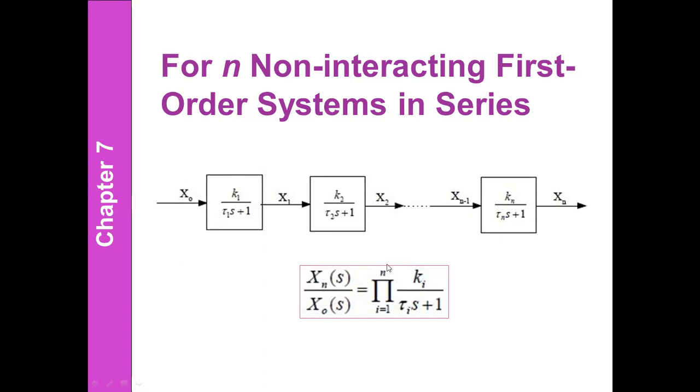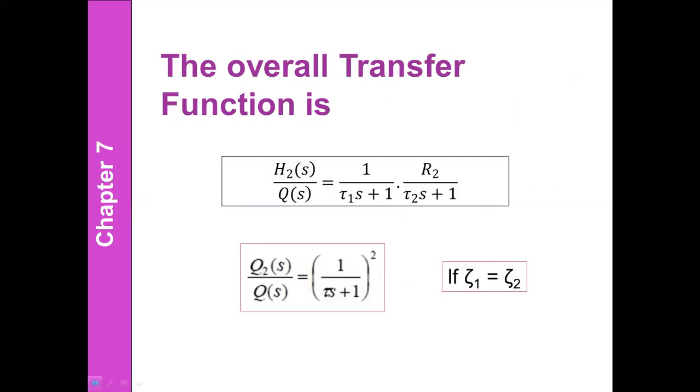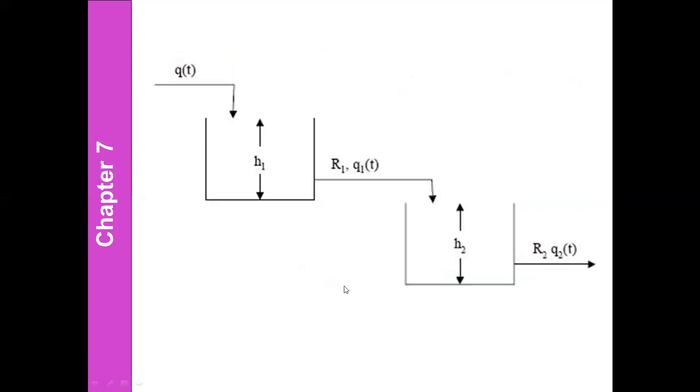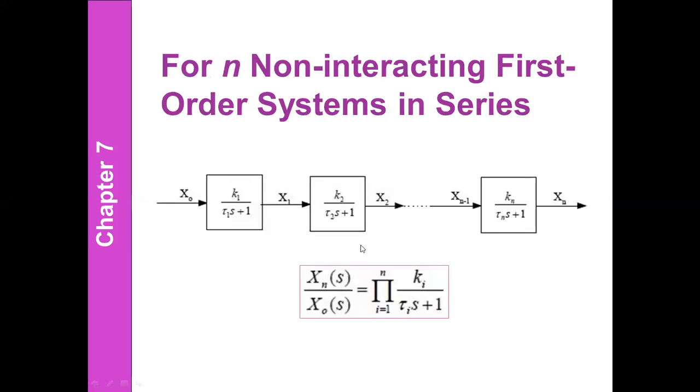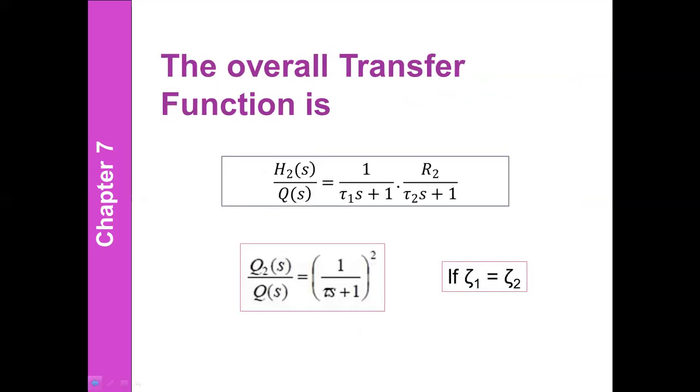This symbol is not summation, but it works like summation, except that instead of adding, you're multiplying the individual transfer functions. That way you'll get the overall transfer function of your tanks in series having a non-interacting relationship. Now, in terms of the overall transfer function of the two tanks that I have shown to you, if we follow this particular rule in finding the overall transfer function, this is the overall transfer function of your system.